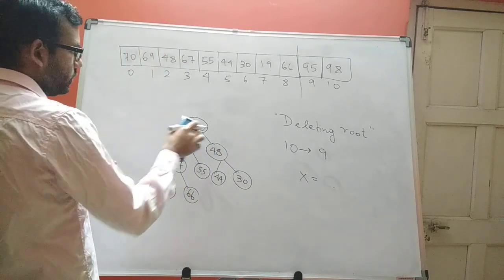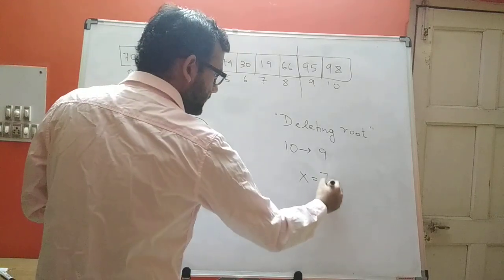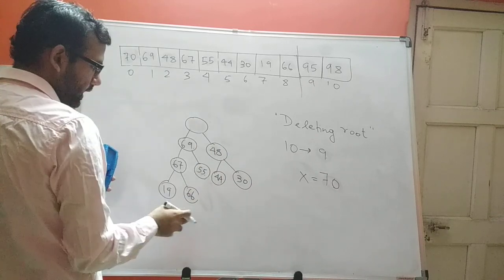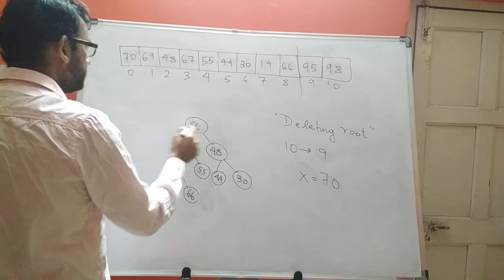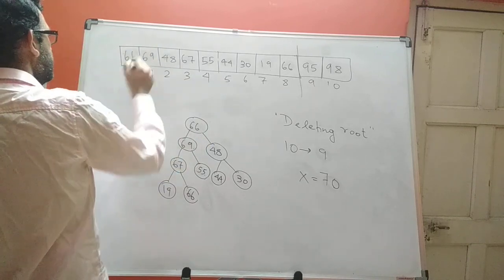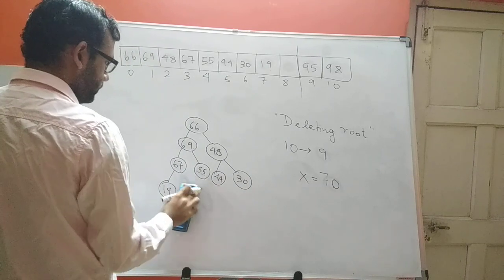Okay. Now the next node to delete is 70. So how do I delete 70? So my X is 70. I would replace 70 by the last node. What is the last node? 66. That means the last element in my array, which is 66. So 66 is no longer present.